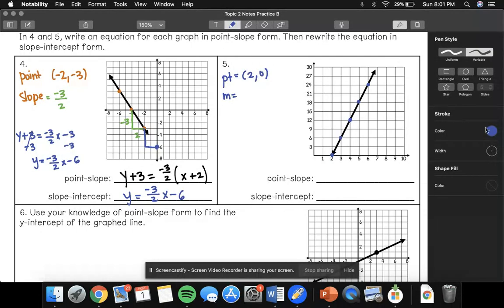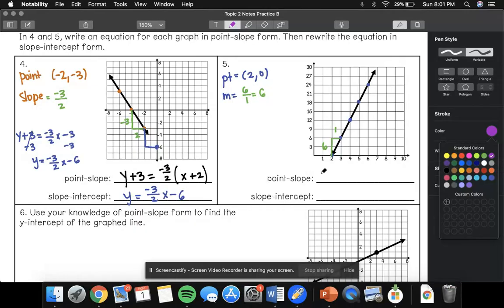All right. Then we want to find the slope. Okay, we have to be very careful with our scales. Look at our scale. It's not going by ones. These are going by ones, though. So we're going to go up 3, 6, and over 1. So our slope is 6 to 1, or just 6.